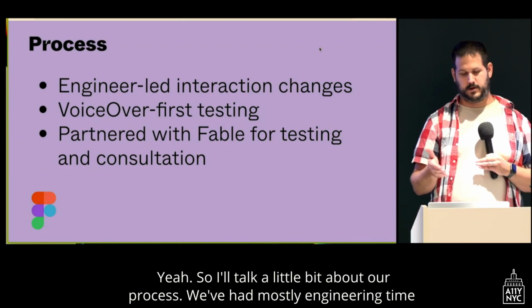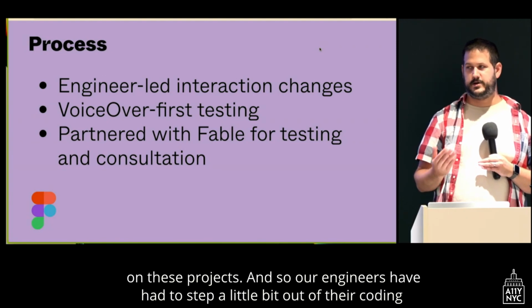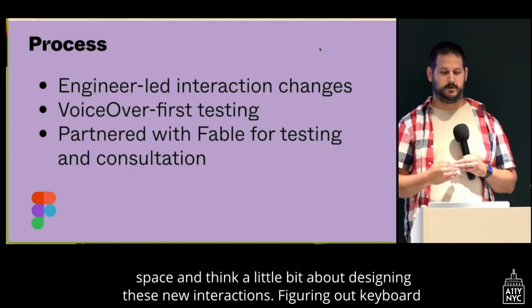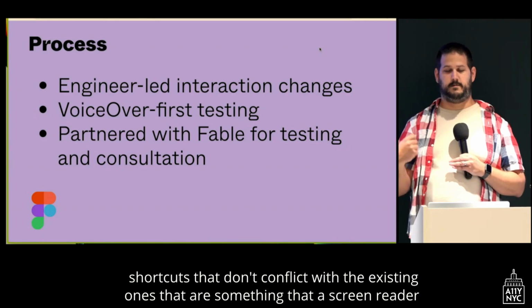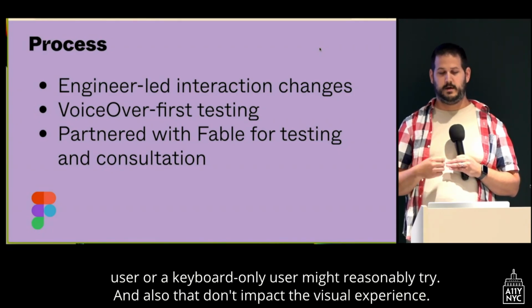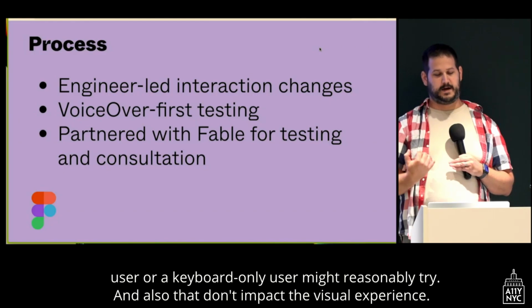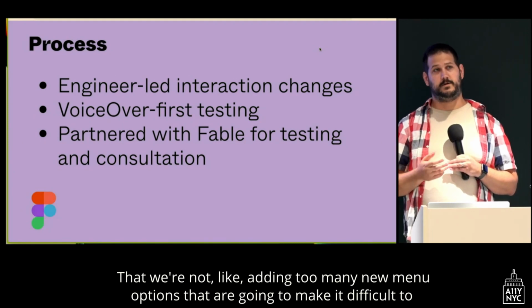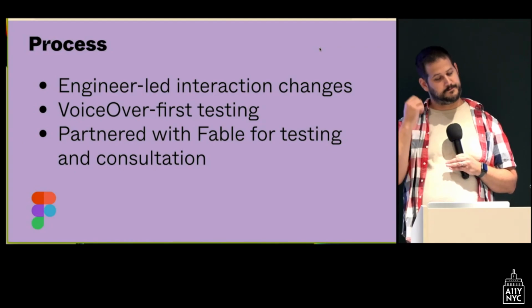So I'll talk a little bit about our process. We've had mostly engineering time on these projects, and so our engineers have had to step a little bit out of their coding space and think a little bit about designing these new interactions, figuring out keyboard shortcuts that don't conflict with the existing ones, that are something that a screen reader user or a keyboard only user might reasonably try, and also that don't impact the visual experience, that we're not adding too many new menu options that are going to make it difficult to visually scan, like that small menu that's been designed to be really minimal and easy to navigate.